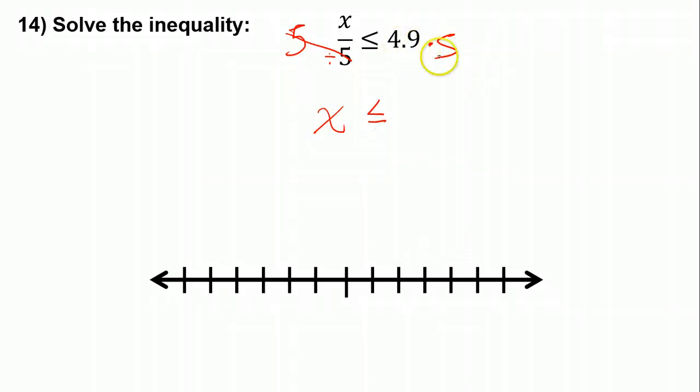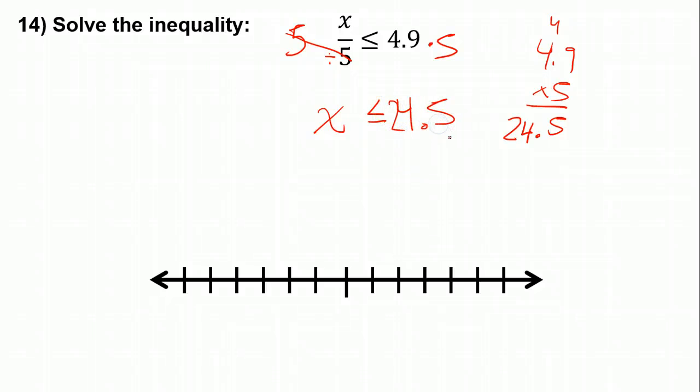All right, so if I multiply by 5, let's do a little quick arithmetic. That would be 5 and 4, 24.5. You just have to solve it. You don't have to graph it.